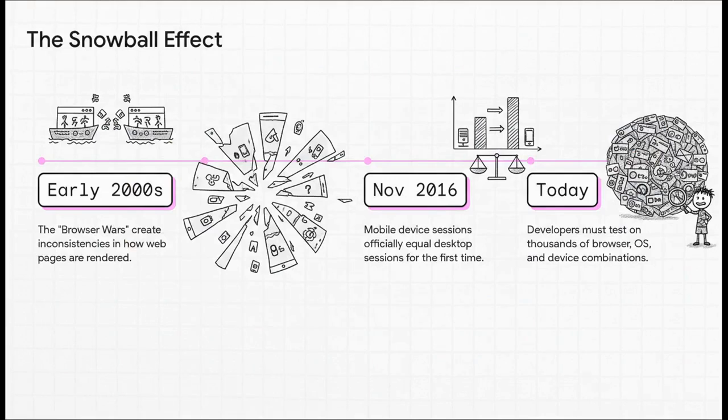But the problem just kept getting bigger and bigger. The famous browser wars of the 2000s were just the start. Then the smartphone arrived. And that just blew the whole thing wide open. Suddenly, it wasn't just a few browsers. It was thousands of different screen sizes and operating systems. And by 2016, it was official. Just as many people were using the web on their phones as on their desktops. This huge, complicated mess was here to stay.